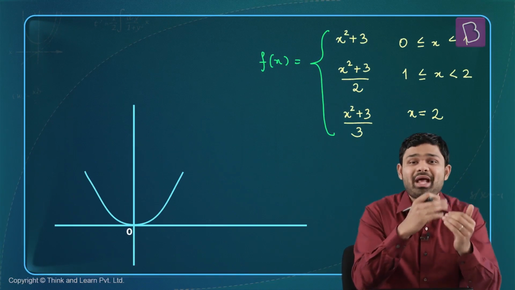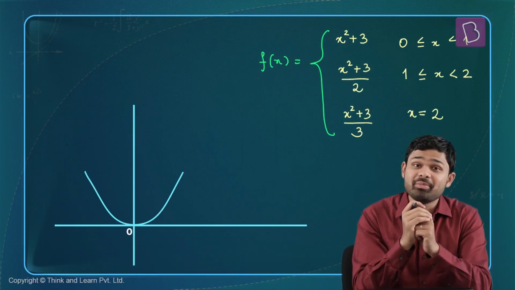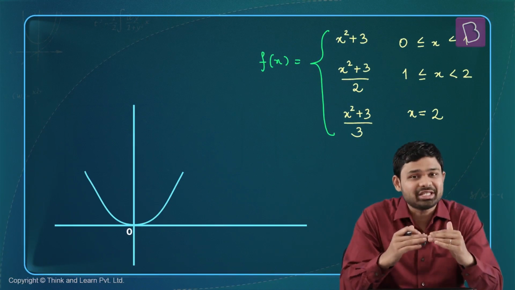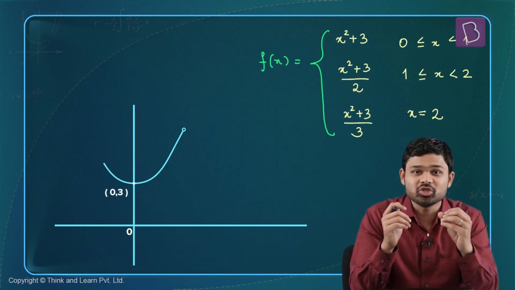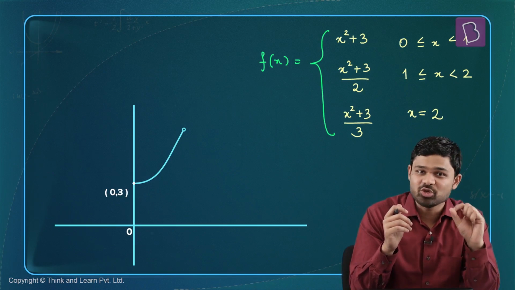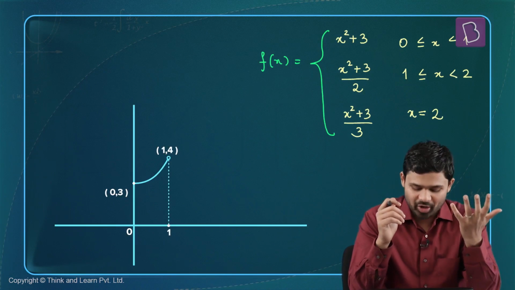X square, we know what happens to x square. X square is a quadratic function. That's going to be an upward parabola. X square plus 3, I'm just going to shift it above by 3 units. So when x is equal to 0, x square plus 3 will have a value of 3. And when x equal to 1, this will have a value of 4, correct?